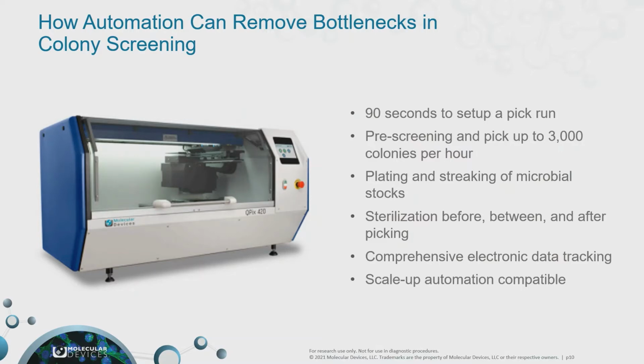Automated colony pickers such as our Cupix 420 shown here is a great entry-level unit for groups looking to increase the throughput and efficiency of their colony screening. With only 90 seconds to set up, you have the ability to pick up to 12 96-well plates before needing manual intervention. This translates to up to 3,000 colonies screened per hour or 30,000 colonies per day.